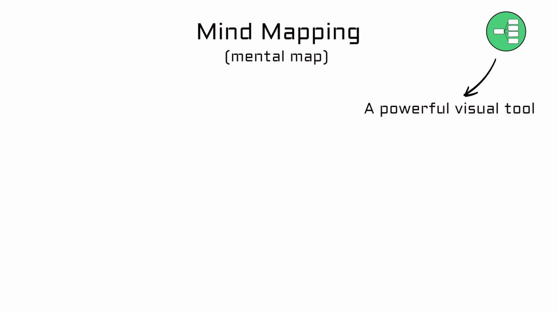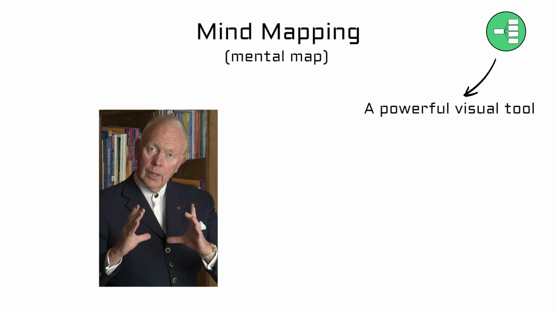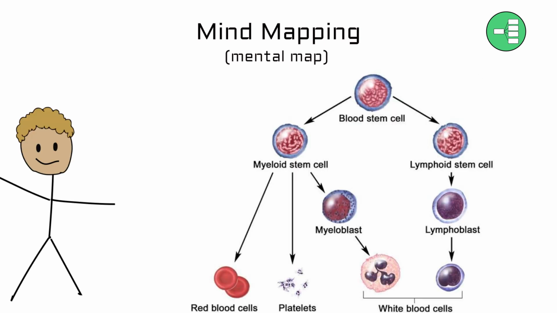Mind mapping. A mind map, also known as a mental map, is a powerful visual tool for expressing radiant thinking. It was developed by Tony Buzan, and it helps you organize information the way your brain naturally works, through connection. So, how do you actually use it? 1. Start with quick reading. Skim through the material and highlight the keywords. You are not trying to memorize everything, just find the key points.